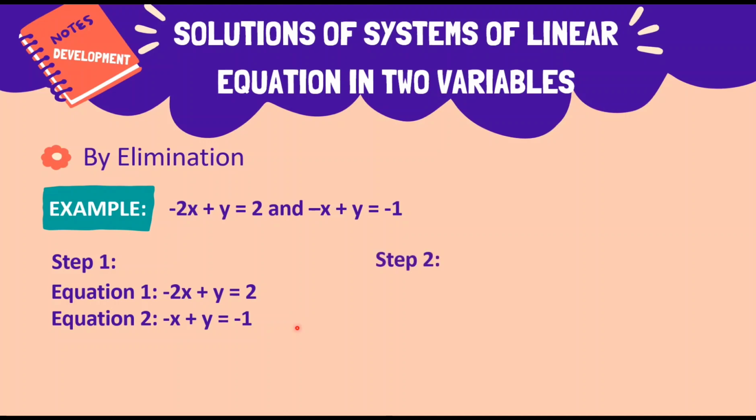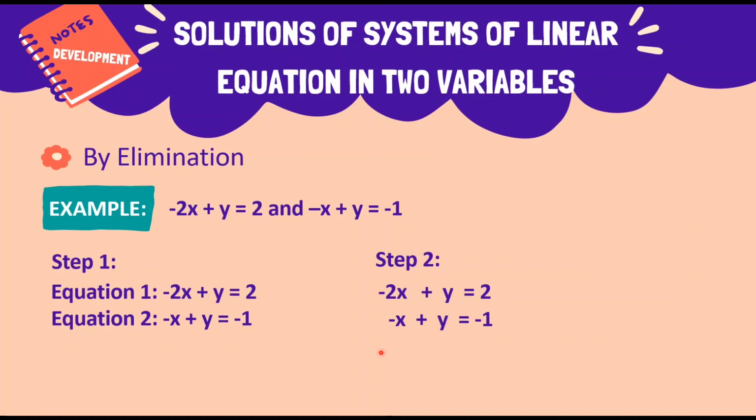Okay, next, step 2. We need to align. In order for us to align and to make the numerical coefficients the same, we need to multiply both, if they are not the same. But if they are the same, then we can proceed to our operation. As you can see, do we have the same numerical coefficient of a variable? For x, are the numerical coefficients the same? Definitely no, because it is negative 2 here and negative 1 here. How about y? Are they the same? Okay, correct. We have positive 1 and positive 1.